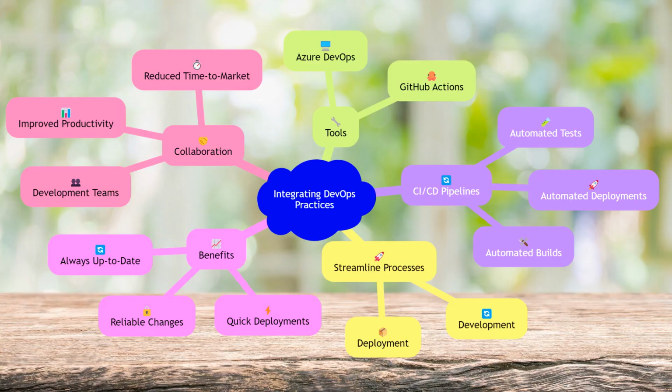Integrating DevOps practices with your app service plan can streamline development and deployment processes. Azure DevOps and GitHub Actions provide continuous integration and continuous deployment (CI/CD) pipelines, enabling automated builds, tests, and deployments. By integrating these tools, you can ensure that your application is always up to date and that changes are deployed quickly and reliably. This integration also supports collaboration among development teams, improving productivity and reducing time to market.